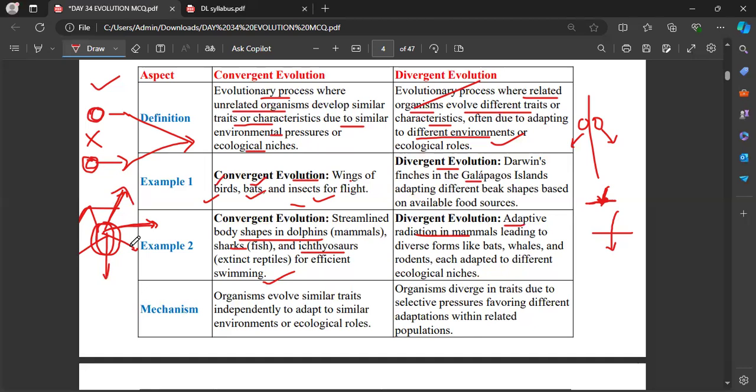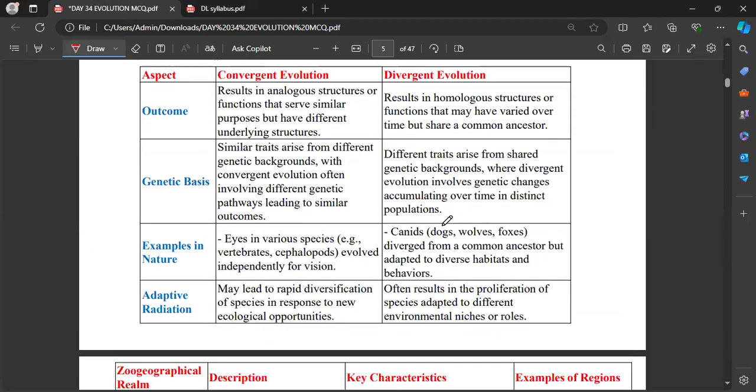That is what divergent evolution is, right? So this is the basic difference between convergent and divergent evolution, right? See, what are all the outcomes from this evolution? Here, convergent evolution results in analogous structure or function. Here, divergent evolution results in homologous structure or function. So this will be your key point to focus on.